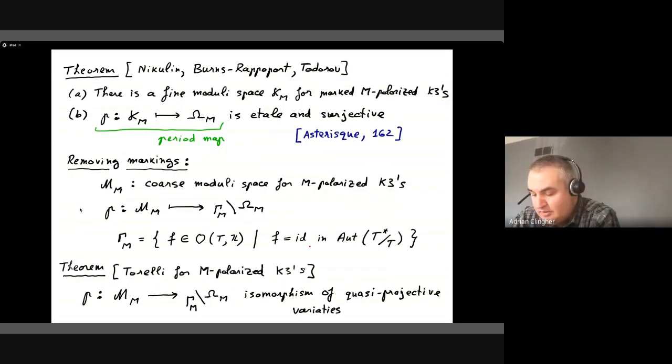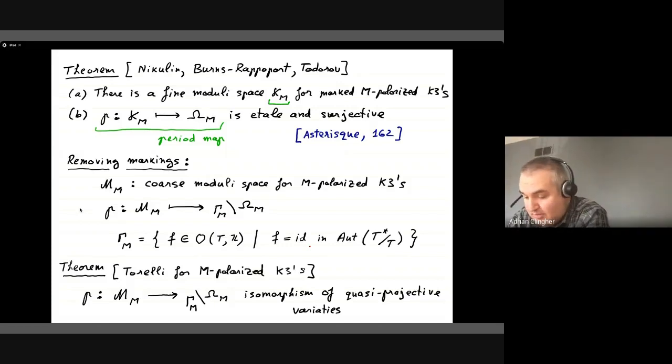So now some Torelli machinery is coming in. First, we have a theorem of Nikulin, Burns, Rapoport, and Todorov that says that one can actually construct fine moduli spaces for marked M-polarized K3 surfaces. Let's say I denote such a fine moduli space by K_M. This can be done by gluing local deformations for these surfaces.